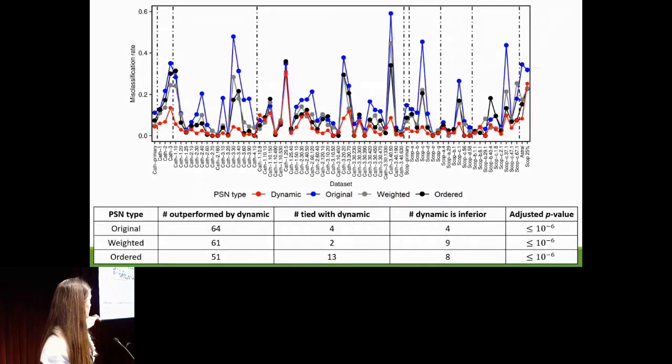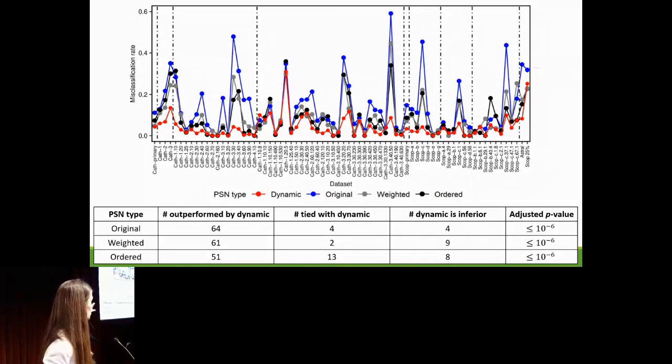Dynamic PSNs outperform original ones in 64% of the cases, are tied in 4 cases, and are inferior in 4 out of 72 cases. And dynamic PSNs are statistically significantly better than original PSNs after adjustment for multiple hypothesis correction. And similar statistics for the other 3 PSN types hold as well.